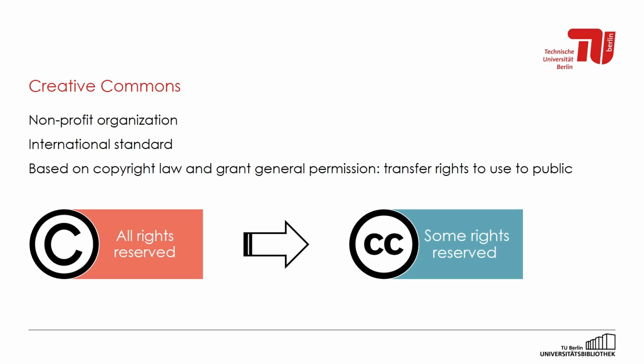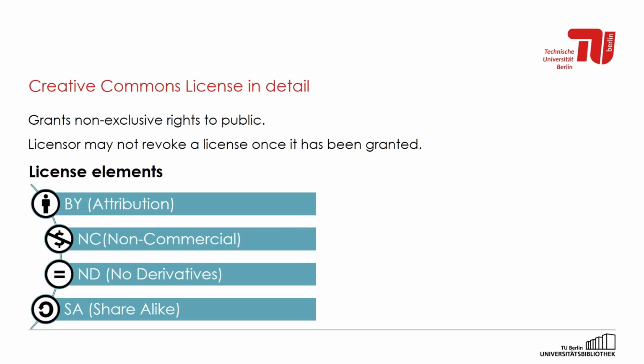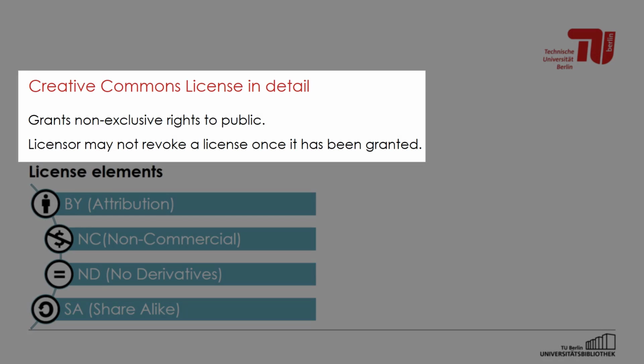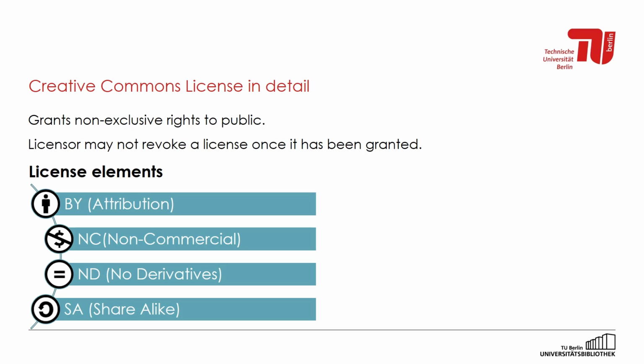With a Creative Commons license, or for short CC license, a creator grants permission to the public in advance, and thus changes the default assumption for reuse. With a CC license, a creator grants non-exclusive rights to the public to copy, share, and redistribute a work. Once a license has been granted, it cannot be revoked.